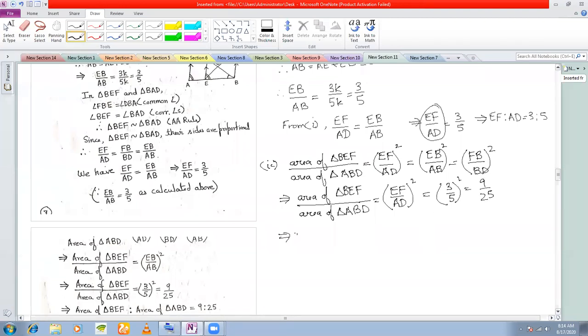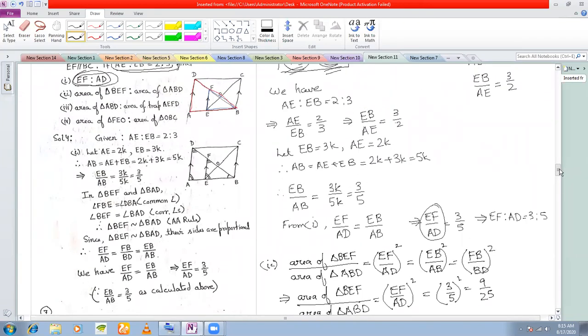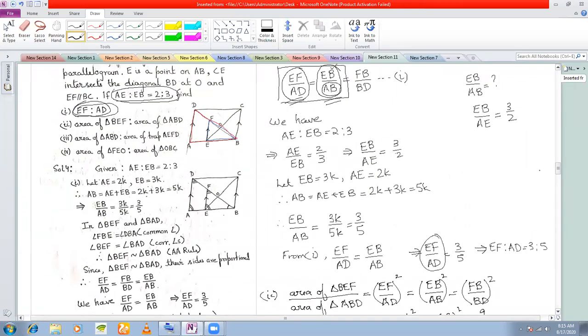Therefore, what is the ratio? Area of triangle BEF is to area of triangle ABD is equal to 9 is to 25. Okay, so this was the answer to your second question. And let's see the third question.